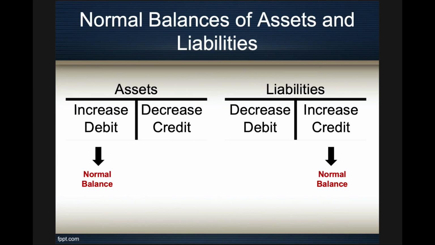So for all assets, on the left side, it could be cash, accounts receivable, equipment, land. So take note that all assets increase on the debit side, and that is its normal balance. While for all liabilities, you have on the right side accounts payable, unearned revenue, notes payable. So all the increase in your liabilities is recorded on the credit side, and that is the normal balance.